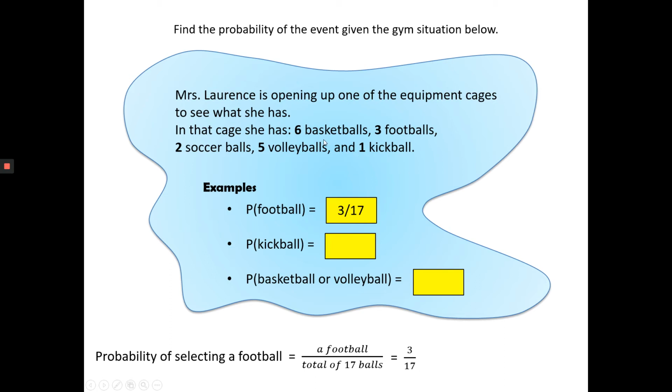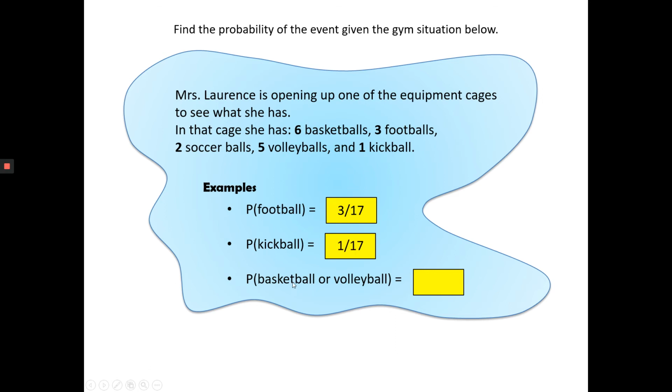All right, still a similar situation here. Out of all of those 17, what would be the probability of us getting the kickball first? So what's the probability of selecting a kickball? Well, how many kickballs are there? There's only one, and there's a total of 17 balls there. So it's going to be 1 out of 17.